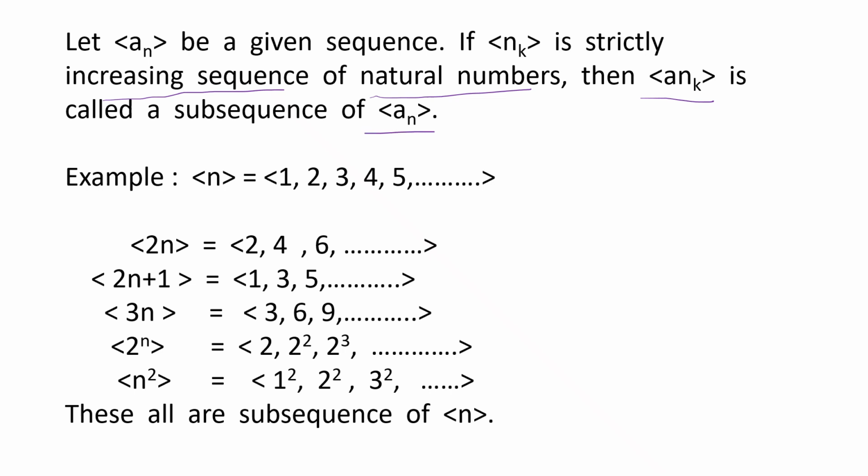Now let's take an example. The sequence of natural numbers is 1, 2, 3, 4 and so on. Here the sequences {2n}, {2n+1}, {3n}, {2^n}, {n^2} are all subsequences of the natural numbers.